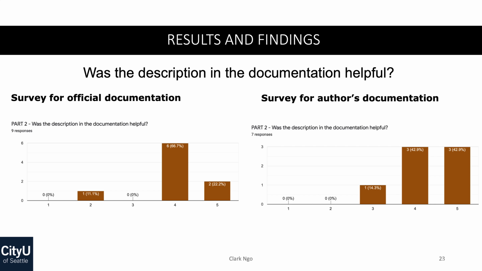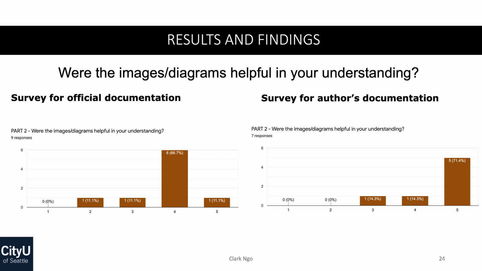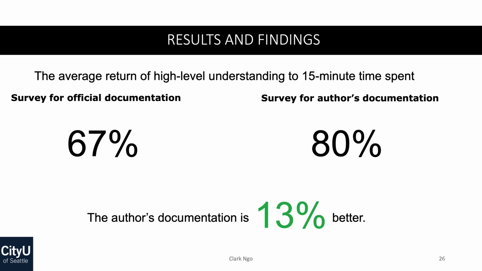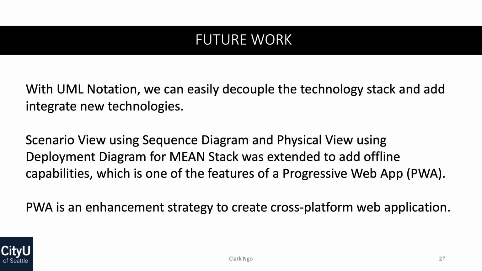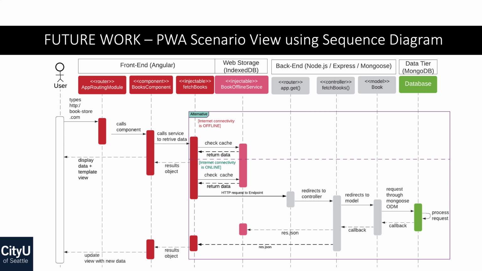For the results and findings, you can see that the right hand side has higher scores, and it basically says that the author's documentation is 13% better than the other documentation. For the future work, we can add a PWA, which is a Progressive Web Application, for offline capabilities. It shows that by adding web storage in the middle, we have the cache, and it returns data with both offline and online connectivity.